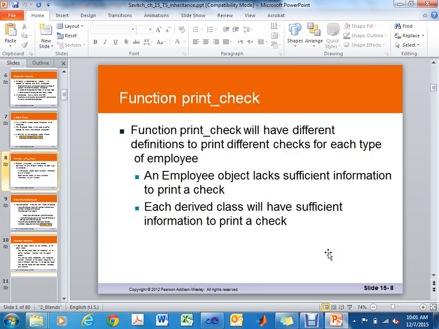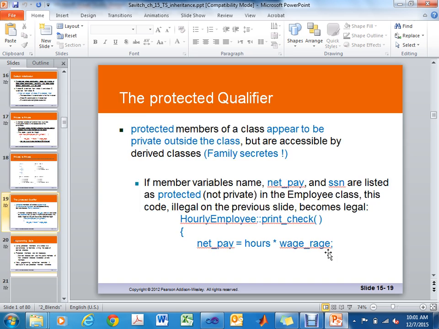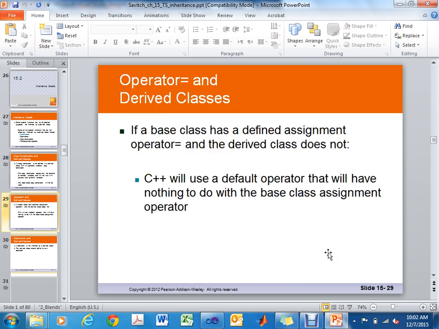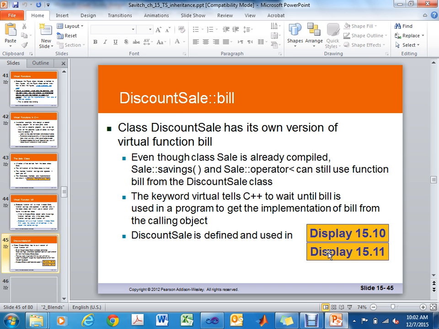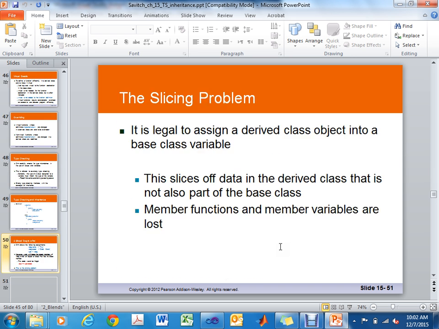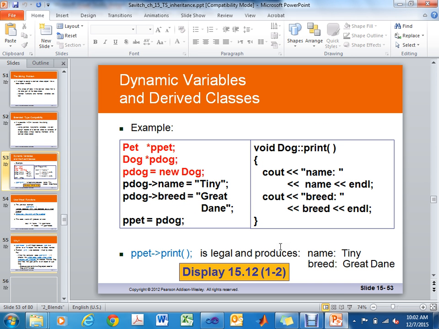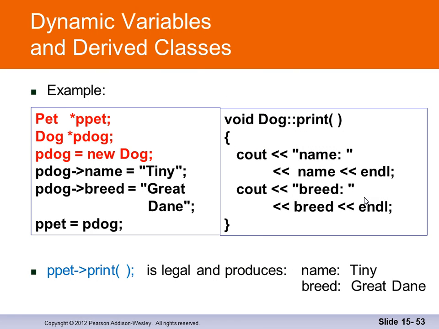So what we have covered is the slicing problem, virtual functions, and polymorphism. So why do we have person printed twice? We coded the function twice. If you look at the code, we coded the function twice at the beginning. It's not important.